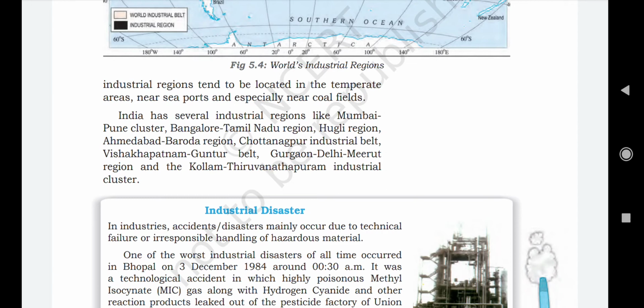In Gujarat we can say GIDC. GIDC means where a group of companies work together, nearby, close to each other. When you go to Ahmedabad or Baroda, you can see lots of refineries, lots of companies, karkhanas, mills and everything there. This is called an industrial region.